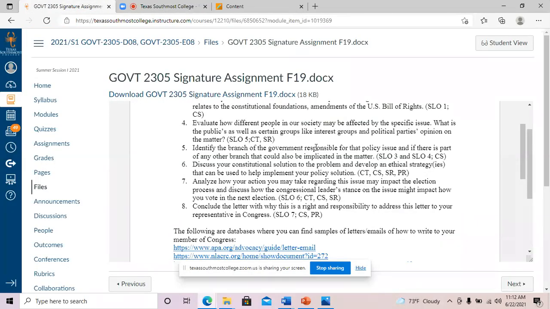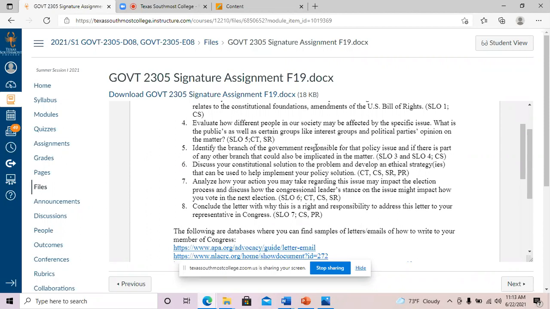Number 7, analyze how the actions you may take regarding this issue may impact the election process, and discuss how the congressional leader's stance on the issue might impact how you vote in the next election. So again, depending on who you're writing to, you'll want to look up their stance on this issue. What is their stance on immigration? What is their stance on the Dreamers? Look that up, and then, if it's a position that you disagree with, write about how that will impact you voting for them whenever they're up for re-election. This is an issue that's important to you, and you want to try to convince them to see the issue the way you see it, because if they don't, then obviously you're probably not going to support them politically.